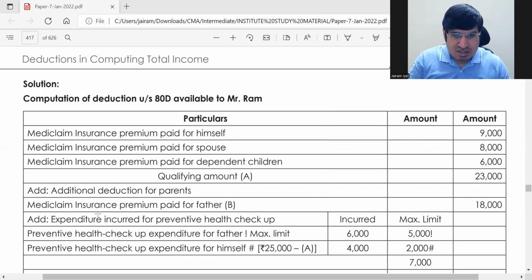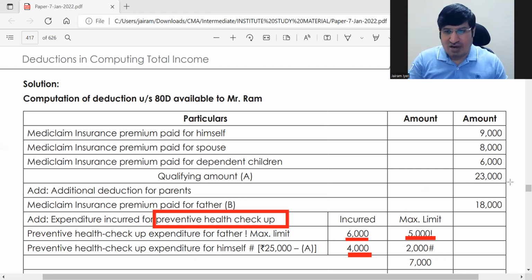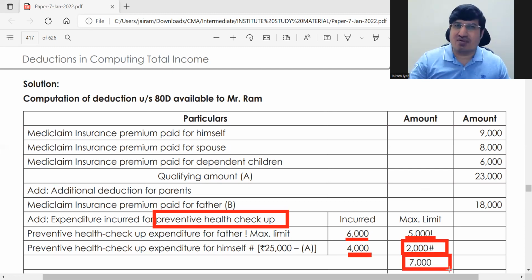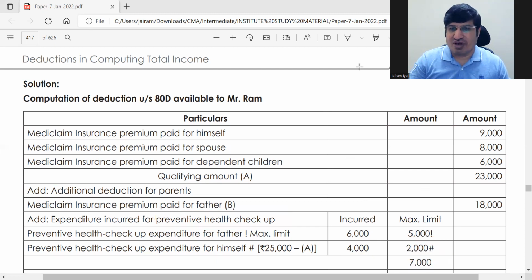Okay. Preventive health checkup. Okay. So for himself 6,000, for father 6,000, maximum limit is 5,000. Okay. And for himself it is 4,000, and what he can get is, here it is 23,000, right? He could have got 2,000. Okay. So you're writing this here, but you know that now this is 7,000 here. Okay, 7,000 has come here, then you know that you will have to limit it to 5,000, straight away.